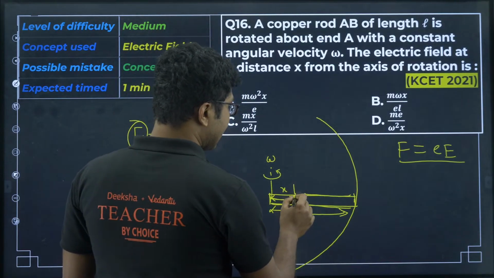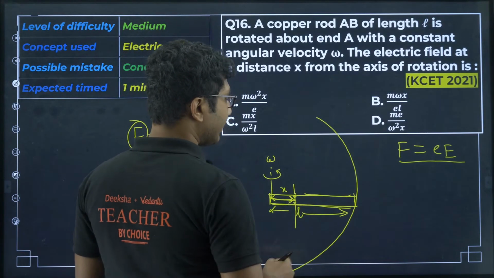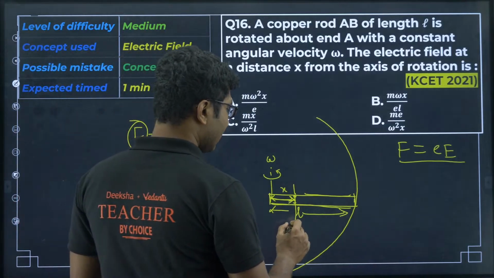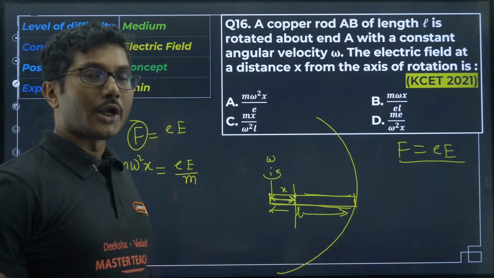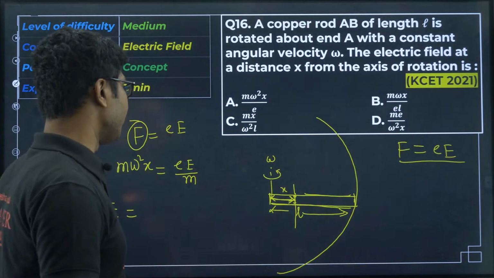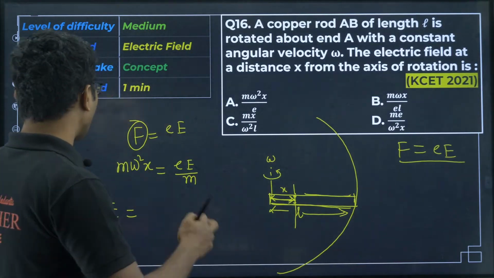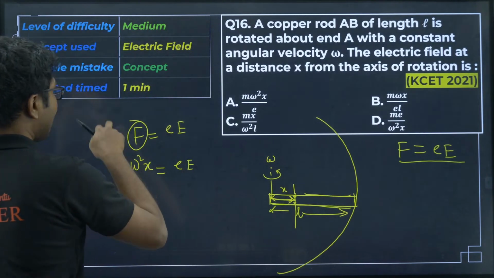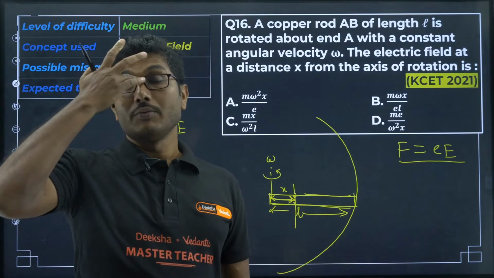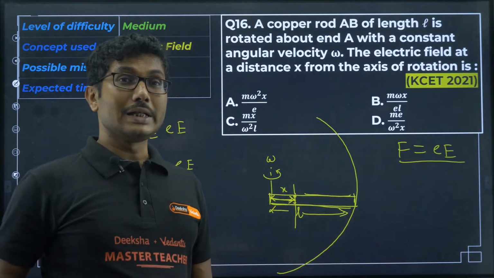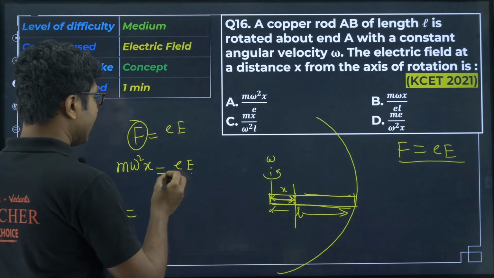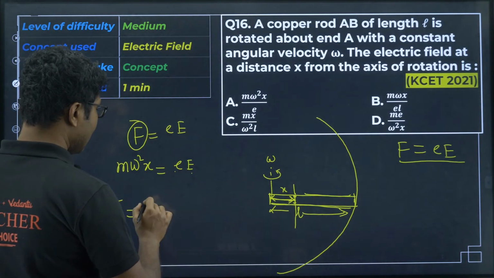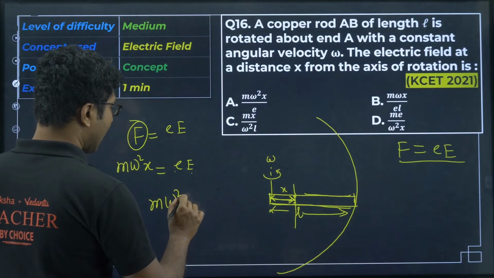When you say electrons are rotating, what is the force acting on that electron? The only force acting on the electron is the centripetal force. Now, who will provide that centripetal force? It has to be provided by someone. The only other thing that can provide the centripetal force is the force on the charge due to the electric field, that is E into e. So, this is compulsory. Now, from here you can calculate the electric field E equal to m omega square x by e.